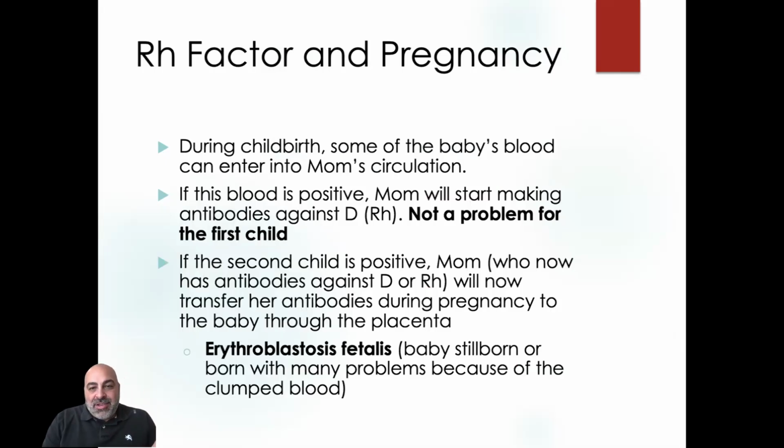Typically what they would say is, first child, not a problem. The problem is, as we're delivering, maybe some of the baby's blood, umbilical cord, something somewhere gets ruptured and mom gets exposed. She now produces antibodies to the positive blood type. The next child, it will attack. So typically they're stillborn or they die very early on, and that's erythroblastosis fetalis. That is the term.